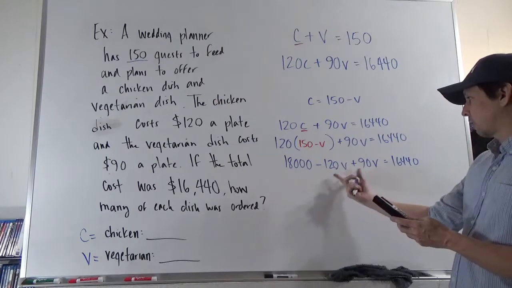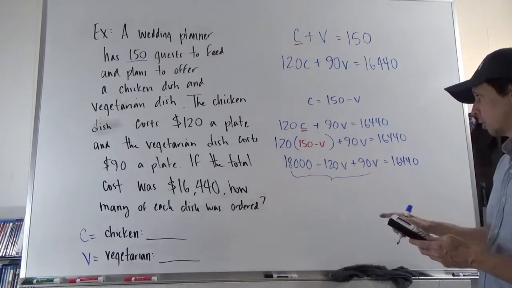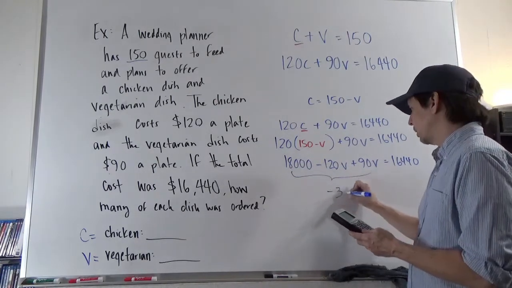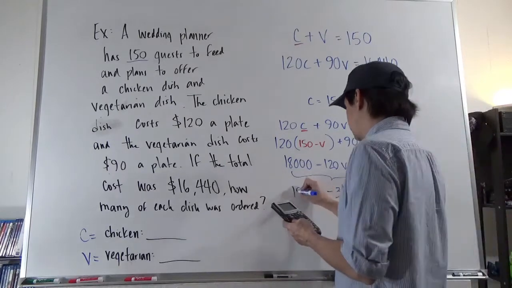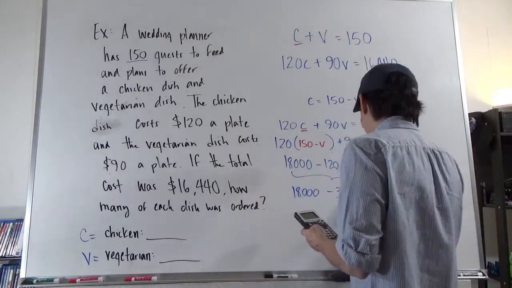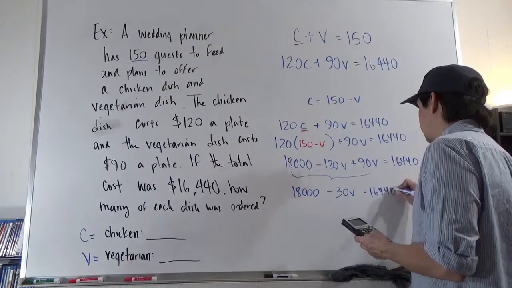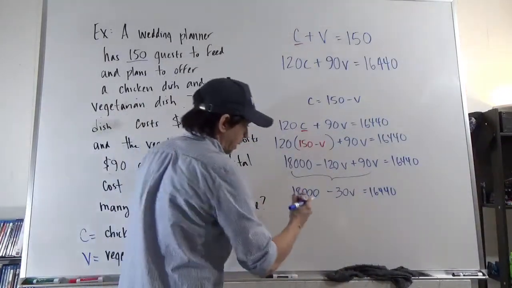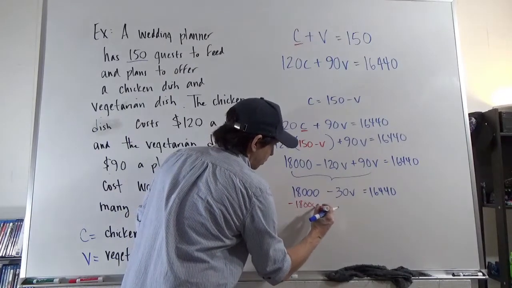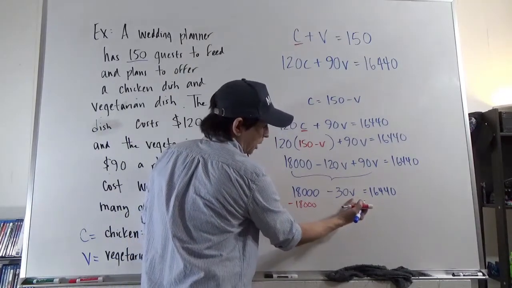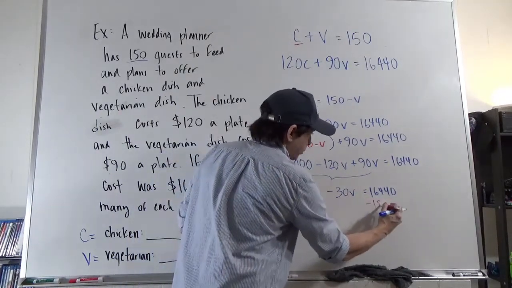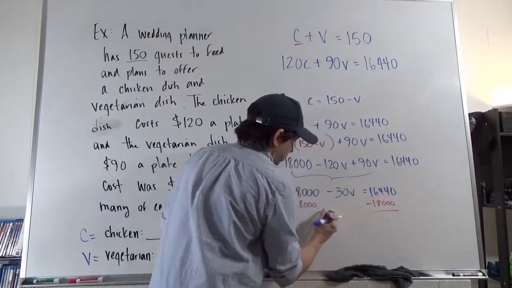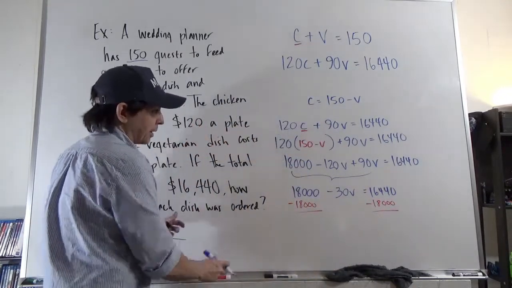I'm going to clean up this side first. This side I can combine like terms. It's going to be negative 30V when I combine those V's. The 18,000 is separate. So just simplifying the left-hand side from there. I'm now going to move all my constants opposite the variables. So my variables are here, negative 30V. My constants have to be on the opposite side. So I will subtract 18,000 from both sides.